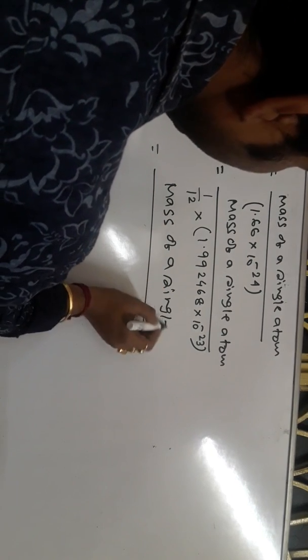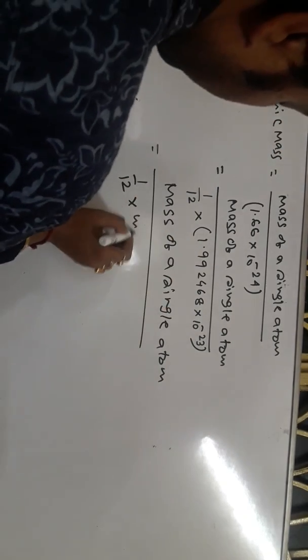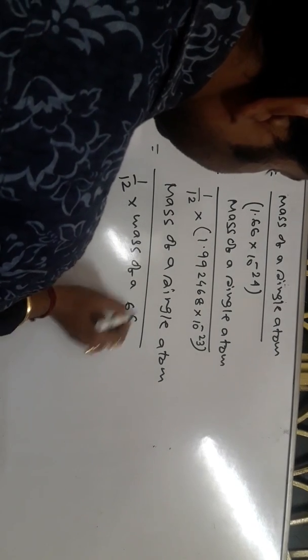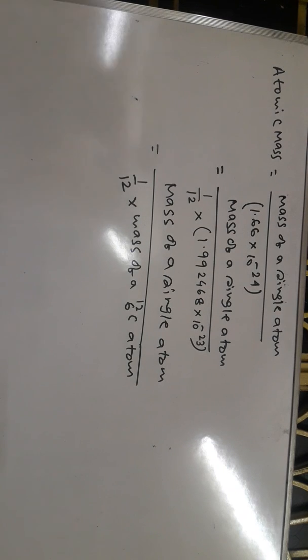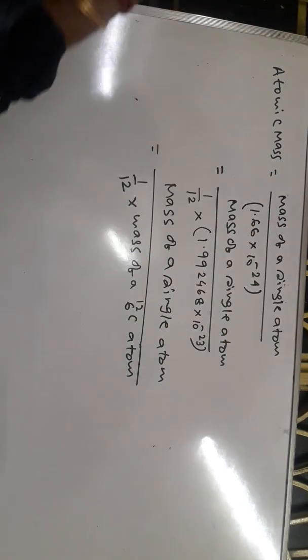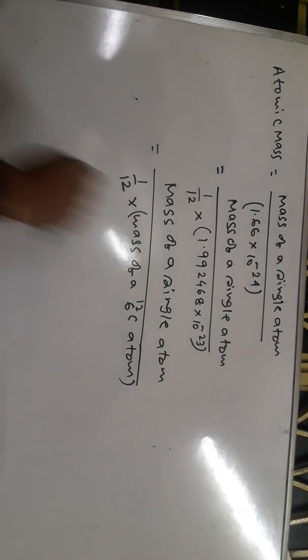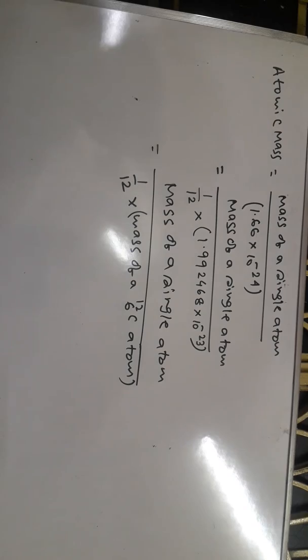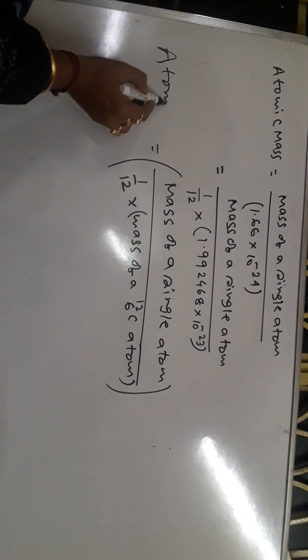So this is equal to the mass of a single atom divided by 1 by 12 into, what is that? Mass of a 6C12 atom. Clear? This was the mass of a 6C12 atom. So if I talk in AMU even, this value is actually 12 AMU. So 12 cancels, 1 AMU, that is this one. Okay, so this is the definition of atomic mass.